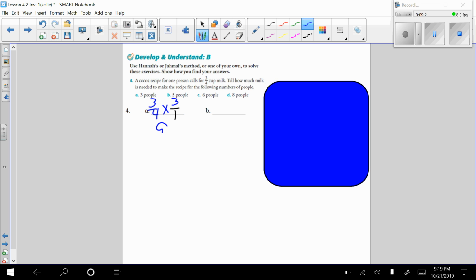3 times 3 is 9. 4 times 1 is 4. And then simplify. How many groups of 4 can you take out of 9? 2. And you have 1/4 left over.